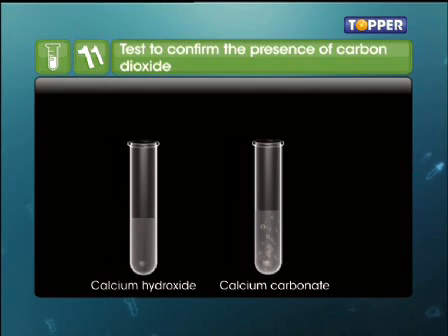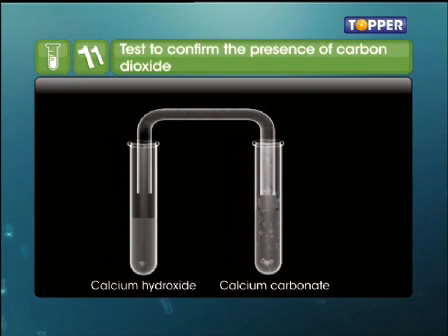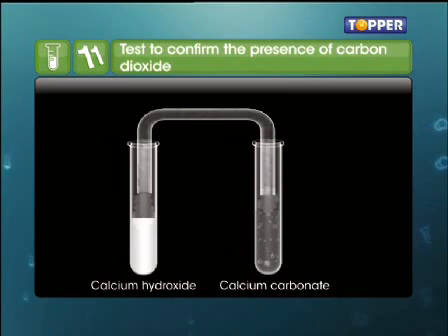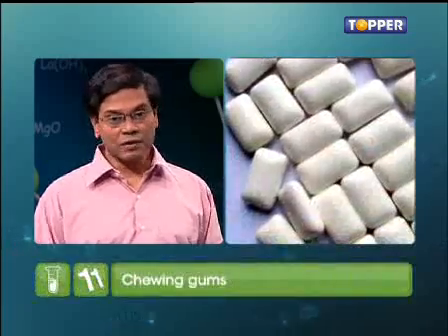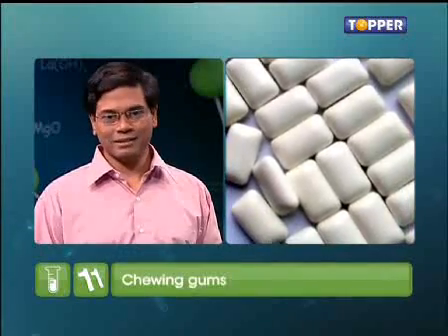You will see that as soon as acid is added, bubbles of carbon dioxide are produced, which are collected and passed through a bent tube to the test tube containing calcium hydroxide. The solution turns milky. The appearance of the milky color confirms the presence of carbon dioxide gas. Are you aware that the gum that you chew also contains calcium carbonate?